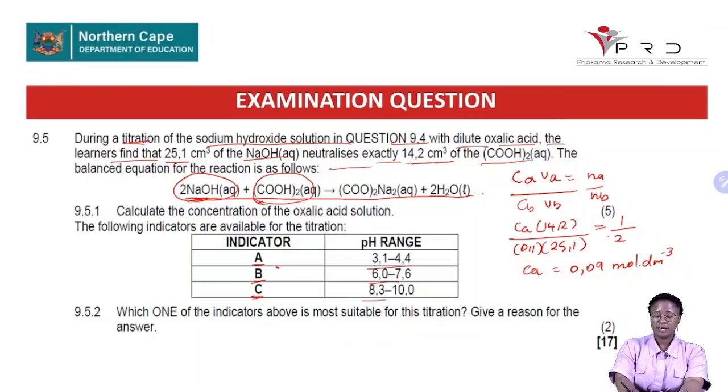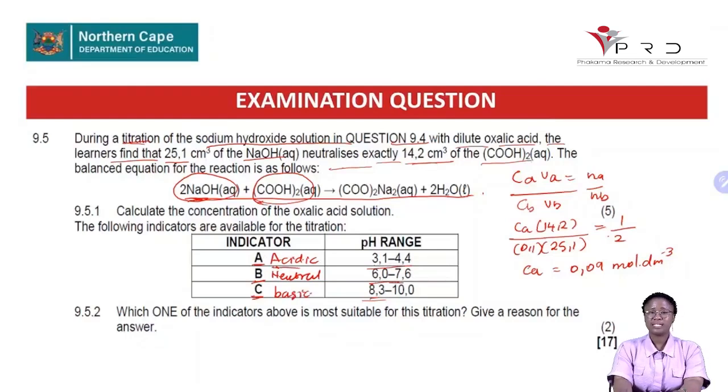Now, remember here, we have a 3.1 to 4.4. This tells you that the solution here is acidic. Okay, and then between 6.0 and 7.6, that tells you this is a more neutral solution. And then 8.3 to 10, that tells you that the solution is basic.